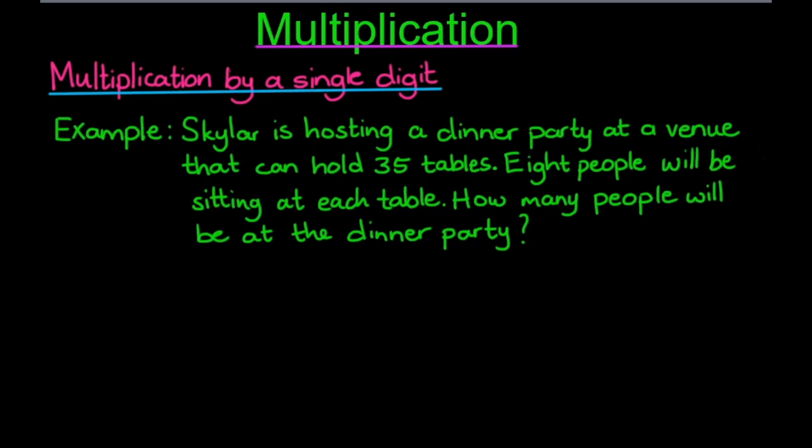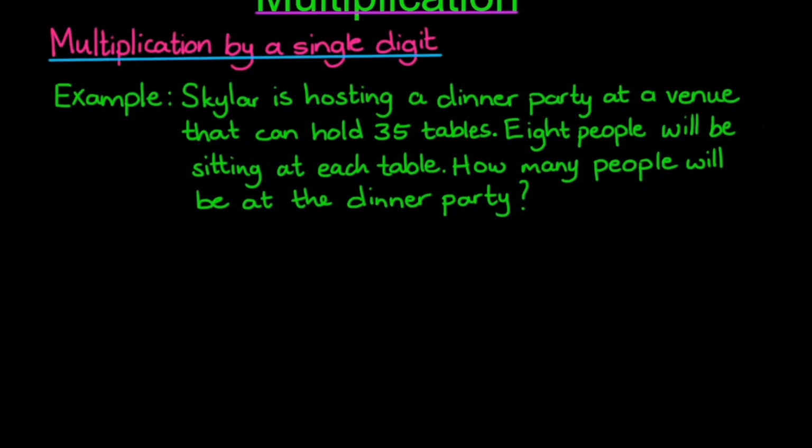In our example, we have Skylar, who is hosting a dinner party at a venue that can hold 35 tables. There are 8 people that will be sitting at each table and we want to know how many people will be at the dinner party. So we'll be using 4 methods today to work out this particular sum. So I'll be multiplying 35 by 8.